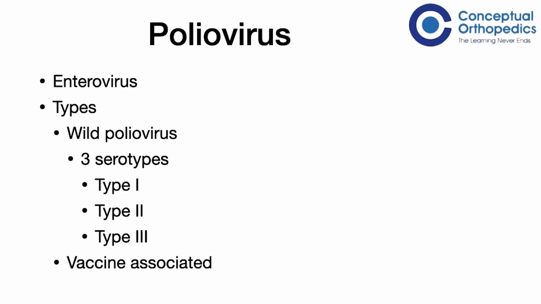Now coming to the virus as such, poliovirus is an enterovirus, and apart from poliovirus, there are many other enteroviruses which can create a paralytic disease which is clinically and pathologically indistinguishable from poliomyelitis. And coming to the different types of poliovirus, it is of course divided into a wild poliovirus and a vaccine derived poliovirus. The wild poliovirus has three serotypes: type 1, type 2 and type 3. There is no cross immunity between these different types of poliovirus, and a person who is infected with one type can be infected later on with a different type of poliovirus.